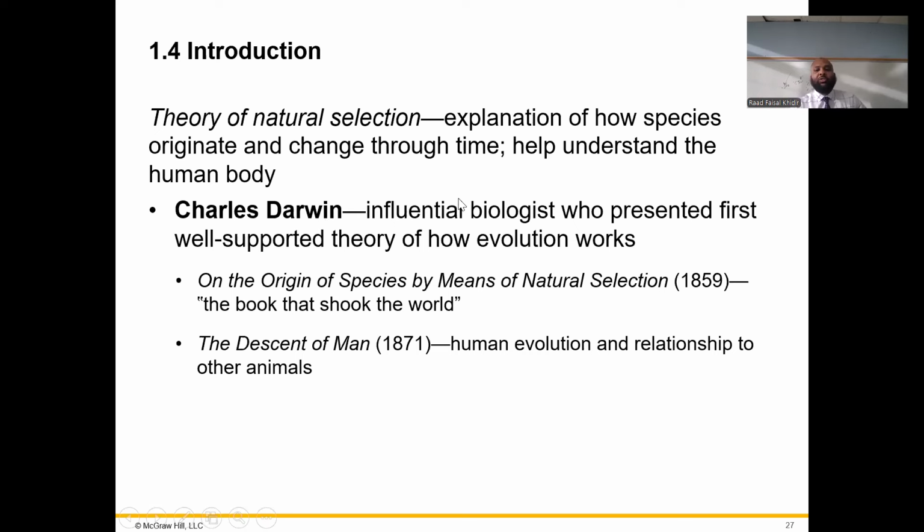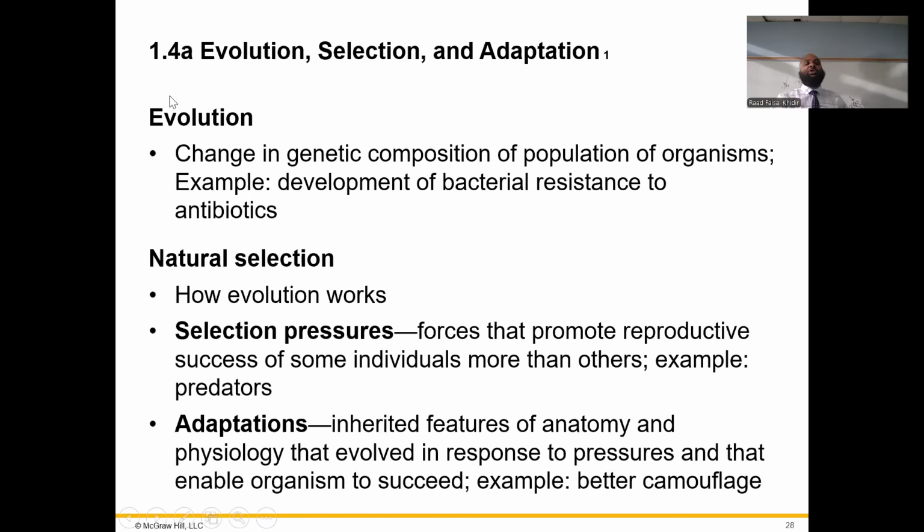Okay, so this is Charles Darwin. He's the most influential biologist, and he presented a well-supported theory of how evolution works. He says that species originate and change through time, and this helps us understand the human body. Evolution is a change in the genetic composition of a population of organisms, such as the development of bacteria resistant to antibiotics. So if you had 100 bacteria and you take the antibiotic vancomycin, vancomycin will kill 98%.